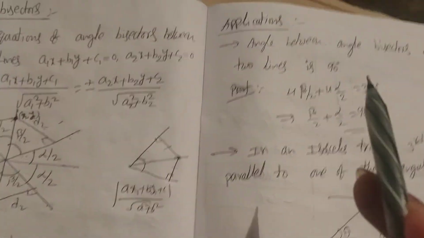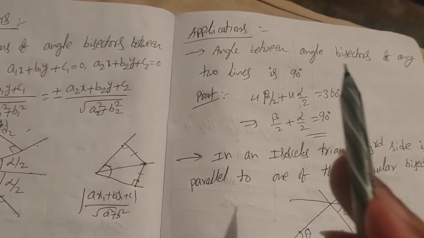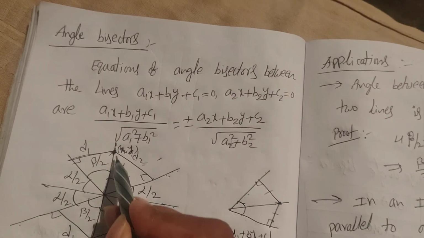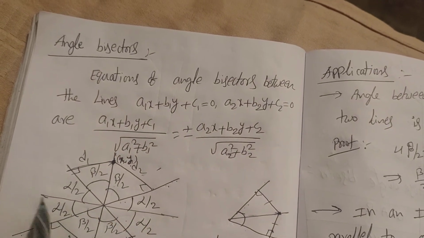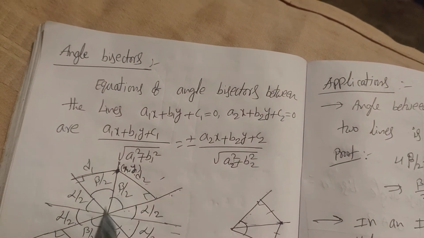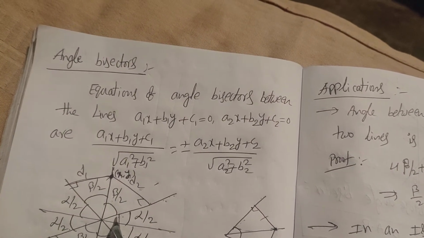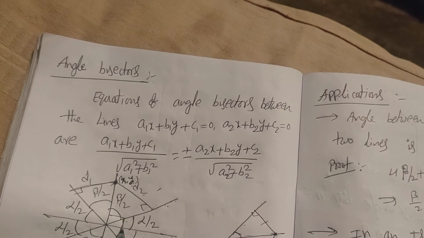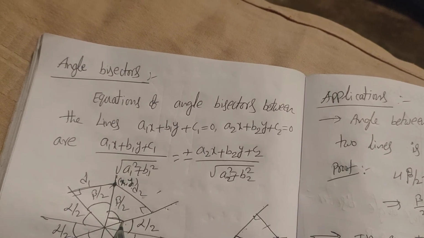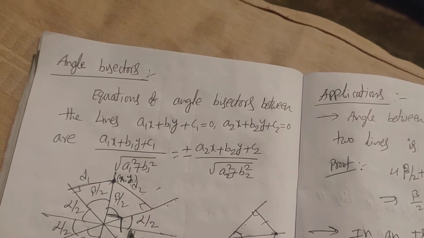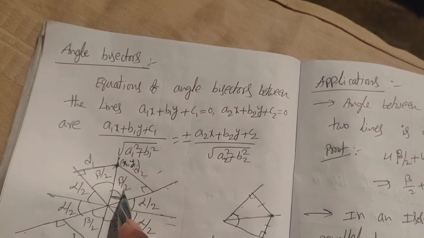Very clear, because the angle between the angle bisectors of any two lines. For suppose these are the two lines. So these are the two angular bisectors: this is one angular bisector, this is one more angular bisector. Now the angle between these two angular bisectors is 90 degrees. We have to prove it. So what we have to prove? Alpha by 2 plus beta by 2 is equal to 90 degrees.